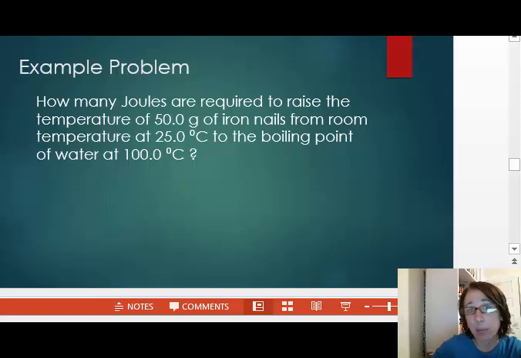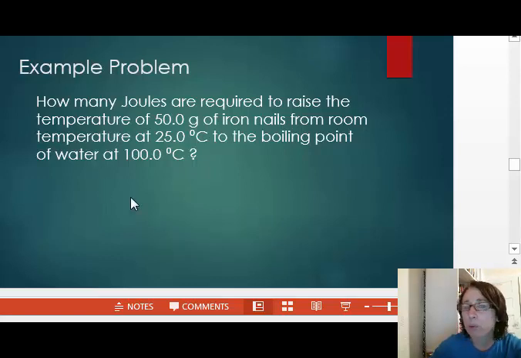Let's look at an example problem to apply Q equals mc delta T. How many joules are required to raise the temperature of 50.0 grams of iron nails from room temperature at 25.0 degrees Celsius to the boiling point of water at 100.0 degrees Celsius? Pause the video and see if you can answer this.